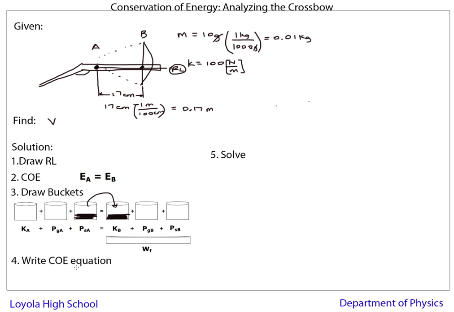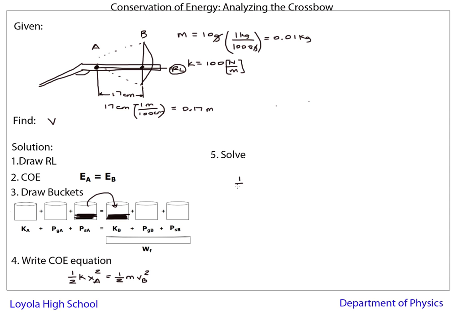So my conservation of energy becomes the potential energy of a spring, you know, is 1/2 kx squared, so 1/2 kx squared at A equals 1/2 mv_B squared, the velocity at B. So there's a 1-to-1 correspondence between the buckets and the equation. So that's your equation. Step 5 is just math, so now we just solve it using the given numbers.